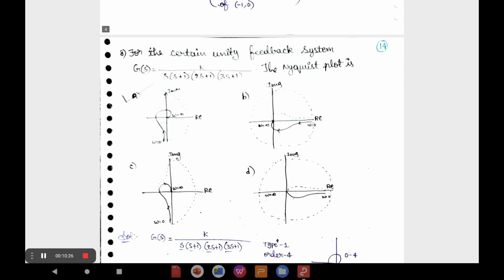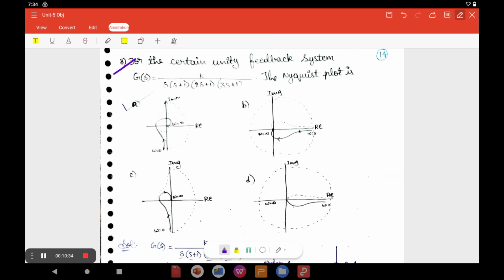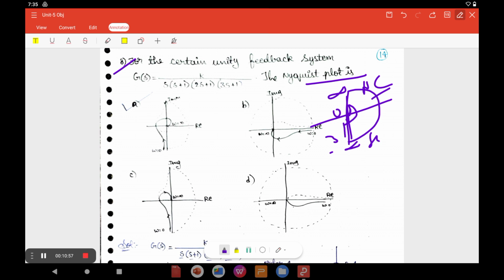So that is question number 8. The eighth question is about a certain unity feedback system G of S equal to K, the Nyquist plot. For the Nyquist plot, obviously we need to remember 4 points. This is section 1, 0 to infinity. Pi by 2 to minus pi by 2, this is section 2. This is the third section, and this is the fourth section. So this is the Nyquist contour. The complete analysis is already discussed on our channel also. Go through it if you have any doubts.